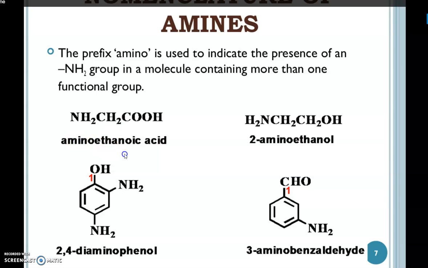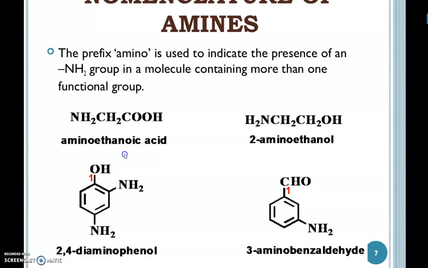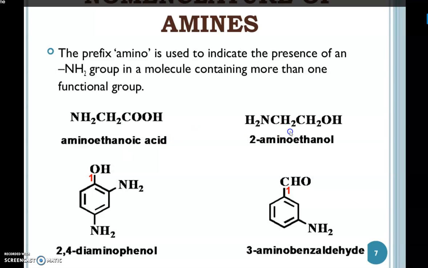We have to write the compound's name with the functional group, then add the prefix amino. This is the only difference, and we have to give the position number for the functional group, that is here 2-amino-ethanol. It is ethanol, 2-amino-ethanol. Here also you can see we have to give the position of the amino group.